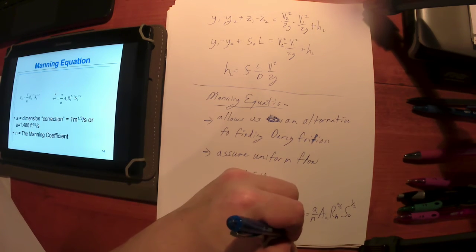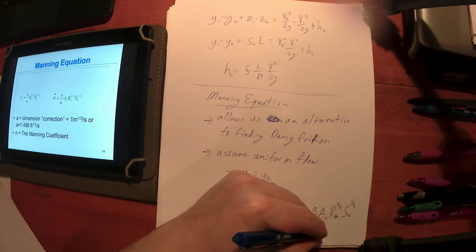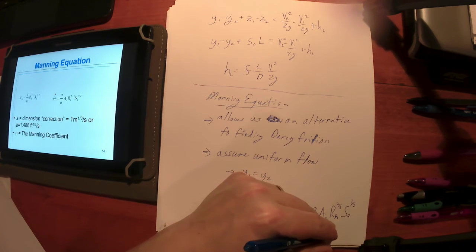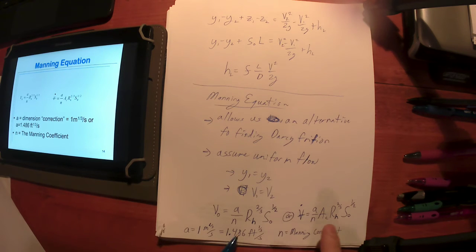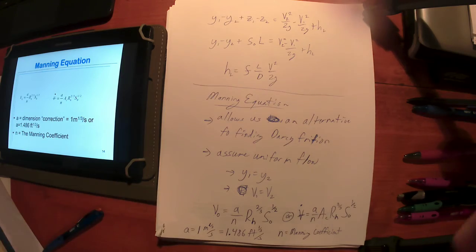N is what we call the Manning coefficient. And this is just a plug and chug formula. If I know it's uniform flow, I can use one of these expressions. I need to know the bottom slope and the geometry of the conduit to find the cross-sectional area and or the hydraulic radius. And then I need to know what is the composition of the stream. What is the roughness, essentially? This has to do with the roughness of the material.